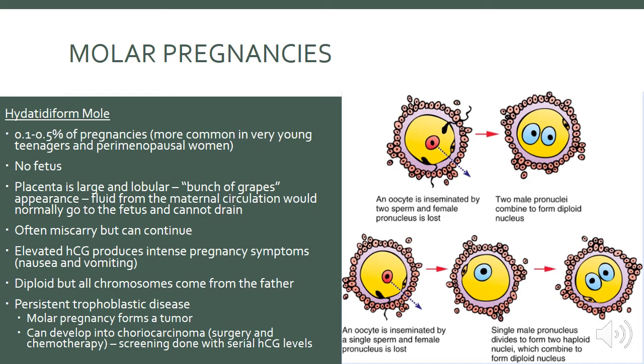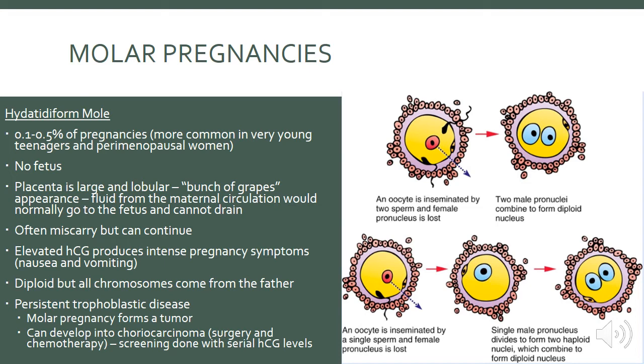Now, the reason you get those lobes is that the fluid from the maternal circulation that's supposed to be feeding into the fetus isn't, because there's no fetus for it to feed into, and it's accumulating in the placenta. Most of the time, these pregnancies will miscarry, but they can continue, and if they do, they make the mother really, really sick. So the HCG produced by the placenta is part of what produces the vomiting, the unpleasantness that goes along with the first trimester of pregnancy, and these pregnancies produce lots and lots of HCG. So these women really don't feel well.